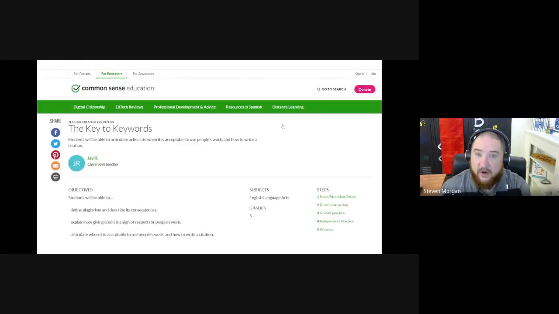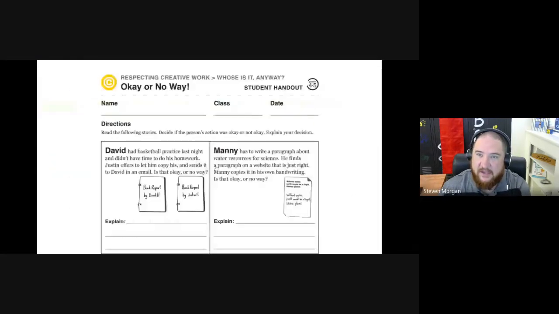Okay, part of this lesson includes a little handout for them. It says okay or no way, so read the following stories, decide if the person's actions were okay or not. So it looks at the citizenship aspect of it as well, which we talked a little bit about last week, but I think it does go hand in hand with this as well. That if you are finding information online, you're making sure that you're citing it in a way that is appropriate.